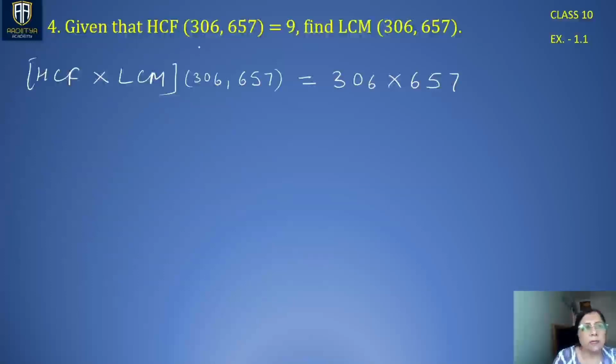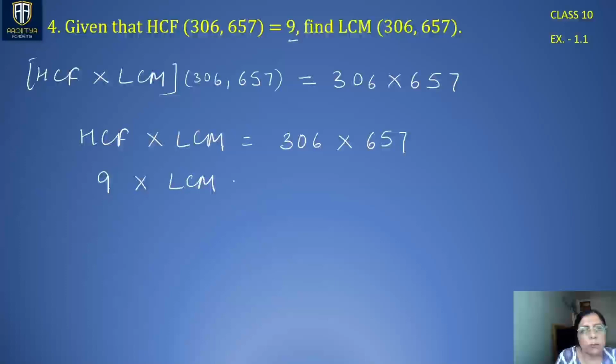Now, you are given these two numbers 306 and 657. They have given the HCF of these two numbers. So I am simply writing it, HCF into LCM is equal to the product of these two numbers, 306 into 657. HCF, they have already given that it is 9. So just put the value of HCF as 9, and then LCM becomes 306 multiplied by 657. So here, to find the LCM, we take this 9 to the right hand side, which becomes division, right?